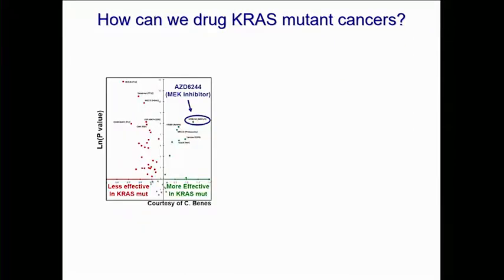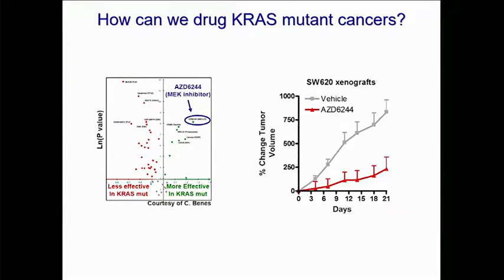And there's reason for this. These are data produced by Cyril Bennis from the MGH cell line screen of about several hundred cell lines and about 100 targeted compounds. And actually, the most effective agent in this group of KRAS mutant cancers is actually MEK inhibitors.